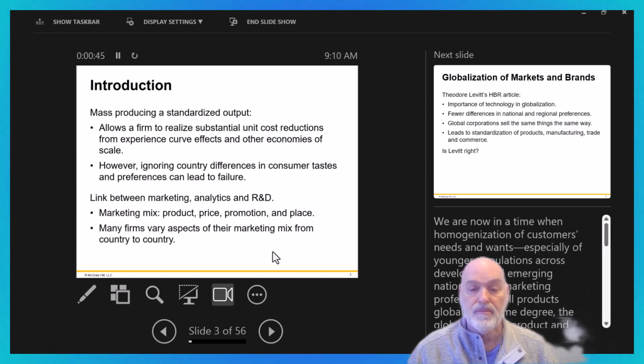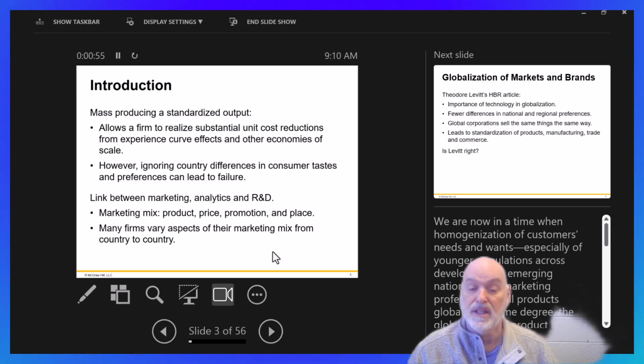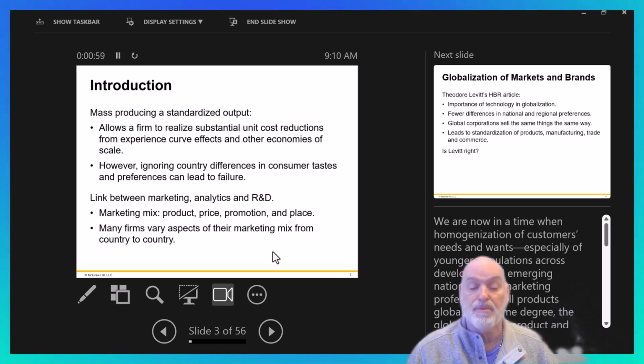Introduction. Mass producing a standardized output allows a firm to realize substantial unit cost reductions from experience curve effects and other economies of scale. However, ignoring country differences in consumer tastes and preferences can lead to failure.